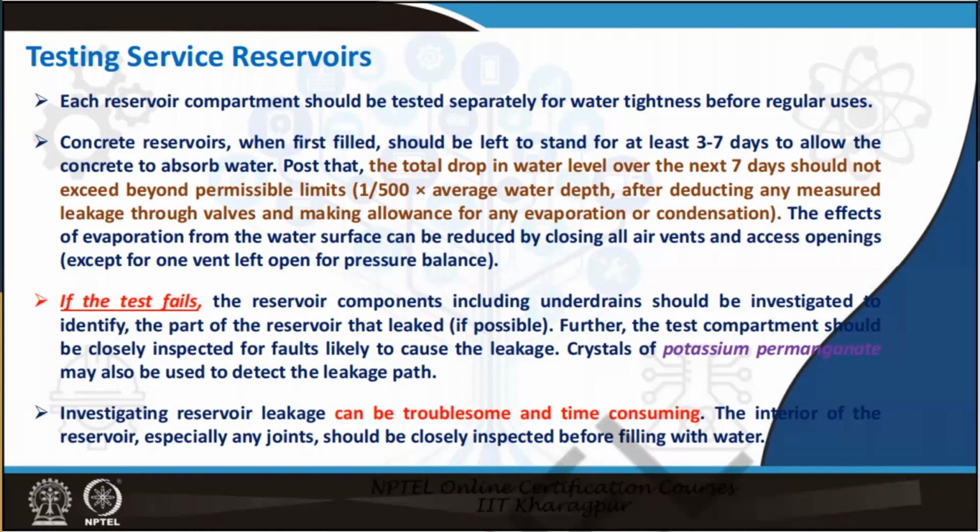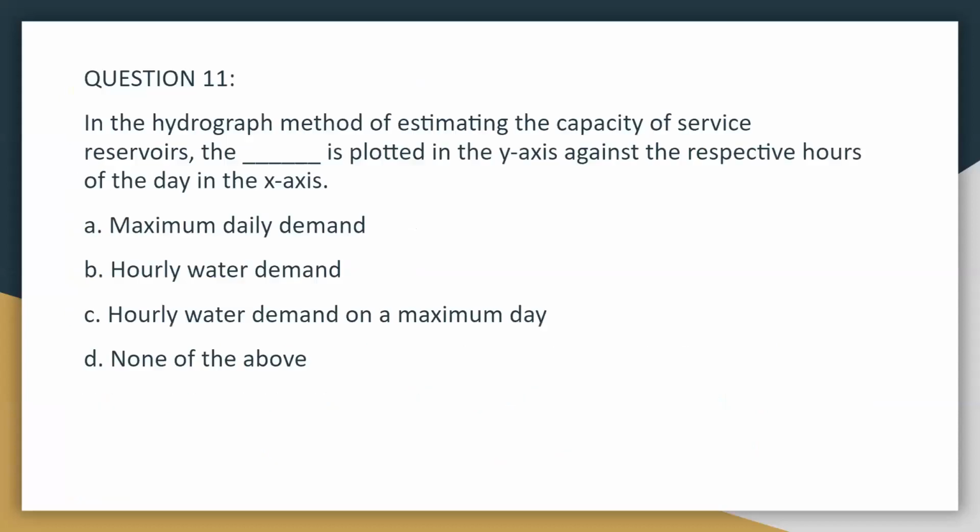So it would be useful to go through this once, and this looks like one of the important points that has to be kept in mind. Again, if the test fails, there has to be some leakage, and measures have to be taken to identify the point of leakage. Okay, so moving on to the next question.